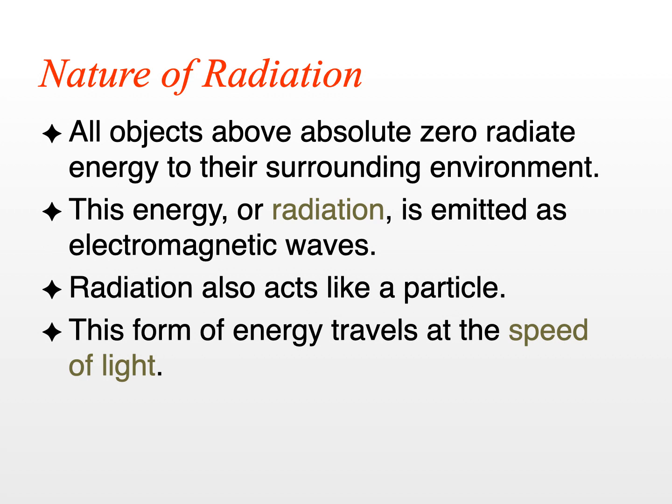All objects in our universe that have a temperature above absolute zero produce radiation. This radiation is radiated from their surface to the surrounding environment. This energy irradiation is emitted as electromagnetic waves, so radiation has wave-like properties. Radiation also acts as a particle, and these particles are sometimes referred to as photons. Radiation moving away from an object travels at the speed of light. No faster, no slower.